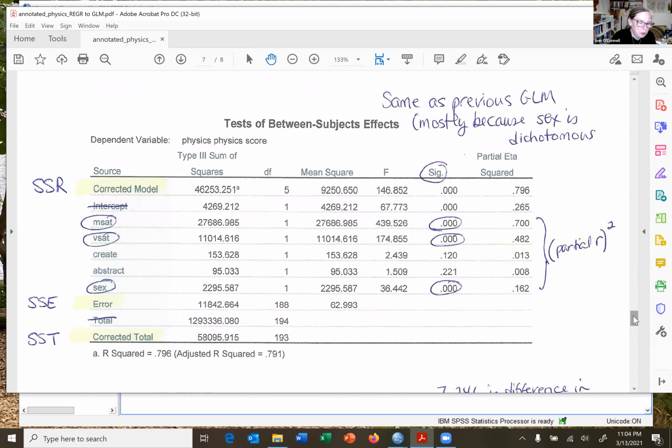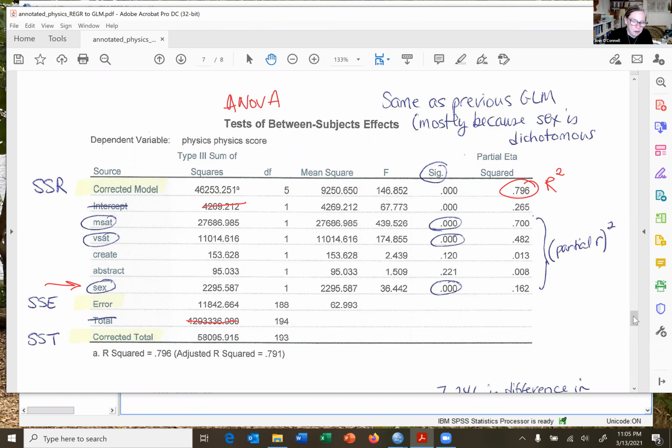Now this ANOVA table, you can think about as the expanded ANOVA table. It is the same as our previous GLM, mostly because sex was dichotomous here. So everything is going to be exactly the same. The sums of squares are the same. Of course, we're not interested in the intercept row or the total row. Corrected total is the SST that we want in, say, an ANOVA table that we might publish in a journal article. We can see our overall R squared for the model is 0.796.